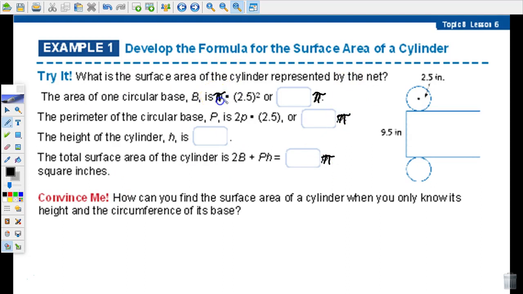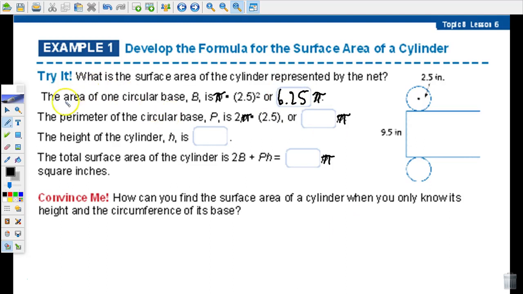So this is also pi. This is also pi. Okay. So the area of one circular base is capital B, or pi r squared. Okay. So if we do that, it's 2.5 squared, which is 6.25. Hopefully you guys were able to work that out on your calculators.